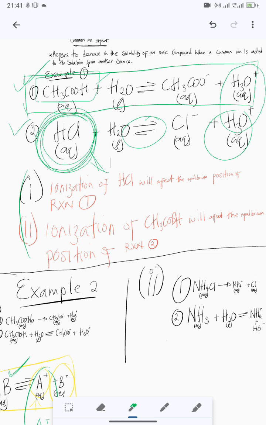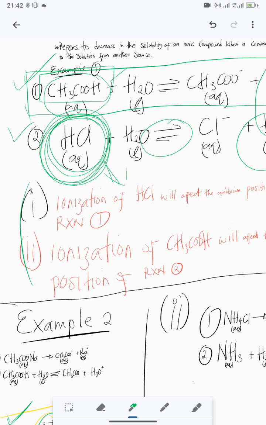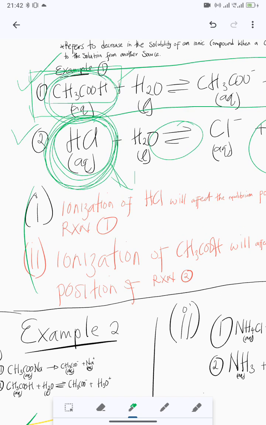So that means the ionization of this acetic acid will be suppressed because it partially dissociates. But then this strong acid HCl, it will dissociate almost completely, maybe 98%, 99%. So the ionization effect of this acetic acid will be suppressed.